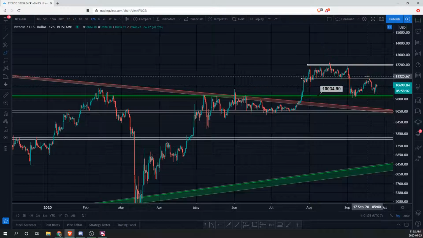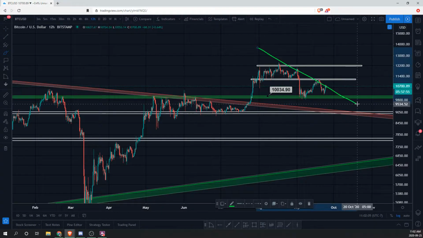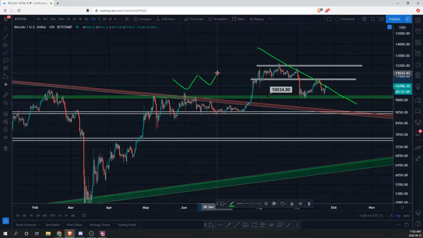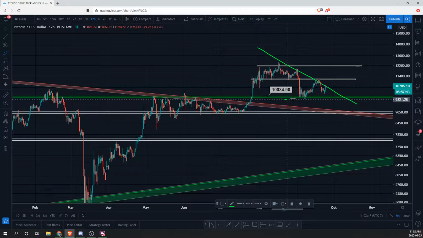So then what we can do is, like the last structure, draw a nice descending zone connecting the lower highs. It's not going to be perfect, obviously. It's a drawing. And then what we're going to be looking for is a squeeze. Now, this 10K zone has been a level of support we've seen right here, but this is going to be the major level of support that we're going to be looking for the squeeze.